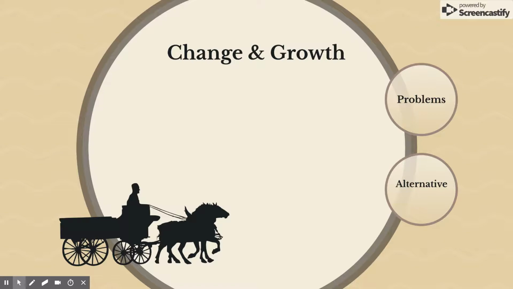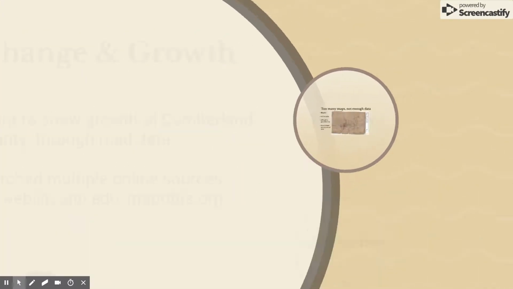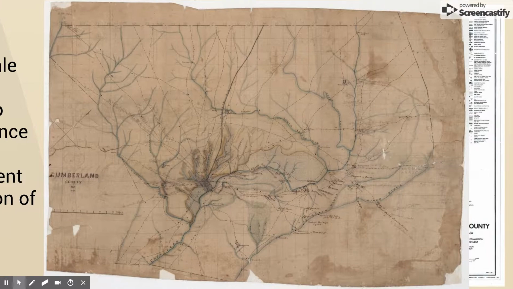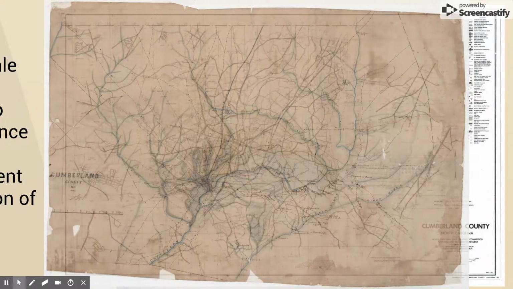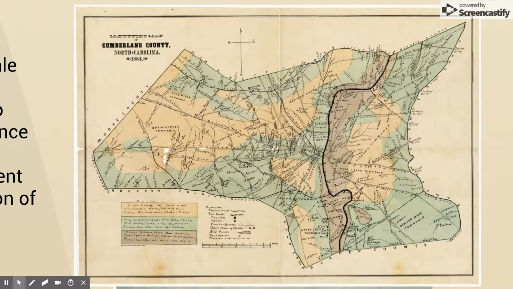In the very beginning, Dr. Tran and I wanted to go ahead and do Cumberland County, but we ran into a couple of problems. There just wasn't enough data, and the data that I did find were either not to scale, it would have been hard to geo-reference them, and there were large gaps in between years.